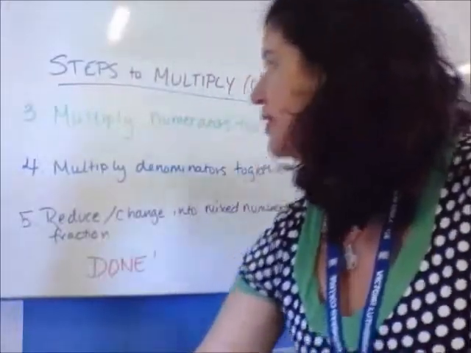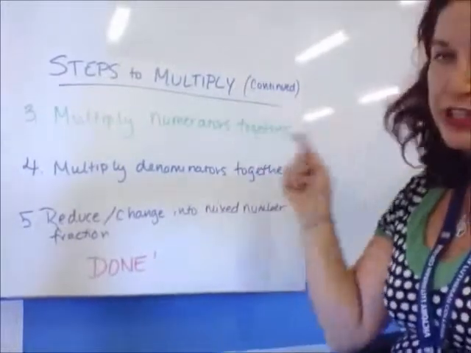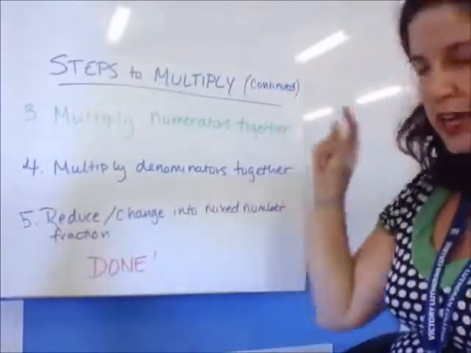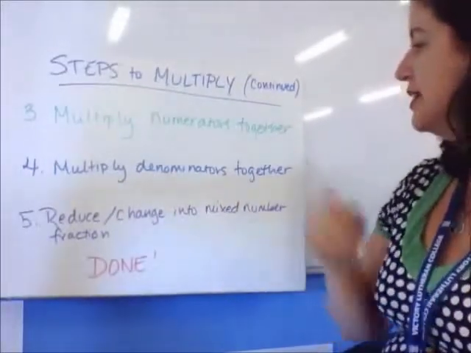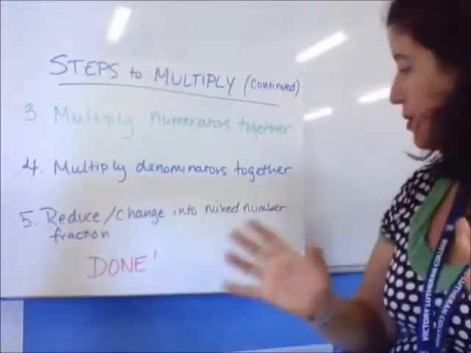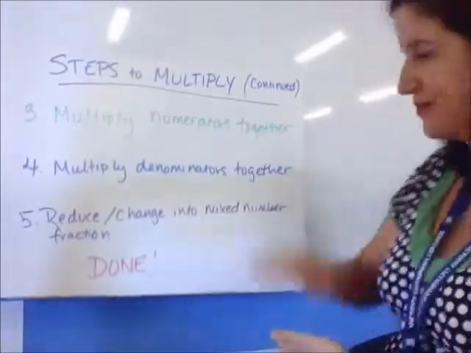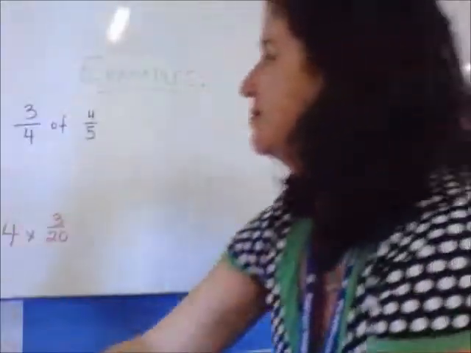So, after you've got that shortcut, multiply the numerators together, the top numbers together. Just multiply across. Multiply the denominators together. Multiply across. Then, unless you need to reduce anymore or change it back to a mixed number fraction, you're done. Great. So let's just look at a couple of examples here.